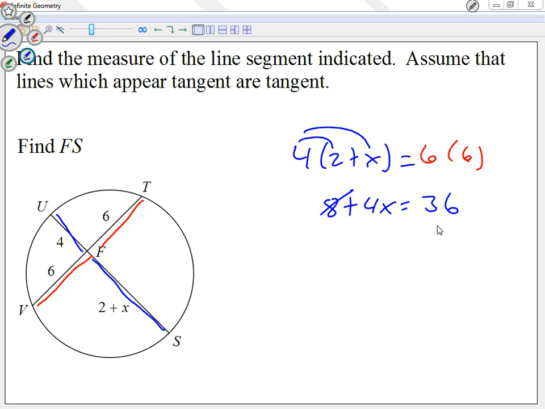I'm going to get rid of the 8 with a minus 8. So I have that 4x equals 28. Divide both sides by 4. x will be 7. But once again, here we want to know how much FS is.